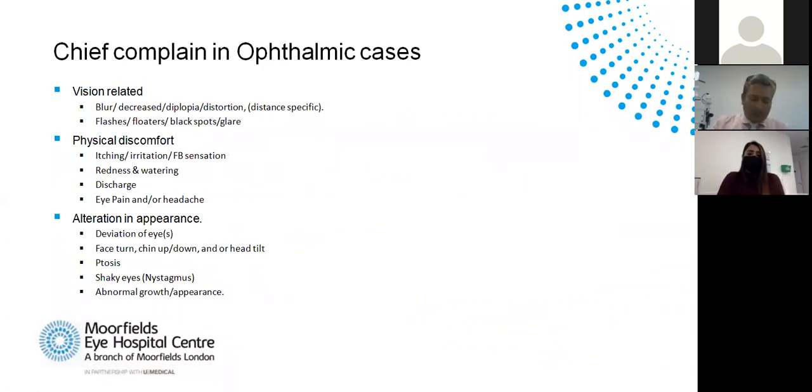Now, from here onwards, we are moving more towards the ophthalmic cases. When a person comes to the eye clinic, there could be three major categories of complaints. It can be vision related, it can be physical discomfort or physical issues, and it can be alteration in appearance. Now, when we say vision related, it can be blurred vision, or distortions, or decreased vision, or floaters, black spots, flashes of light. This kind of complaint, usually they will complain.